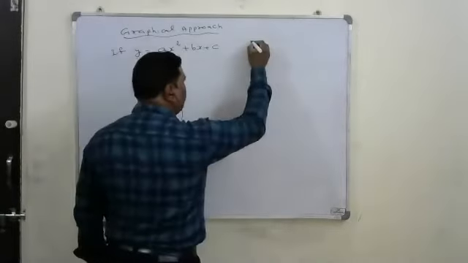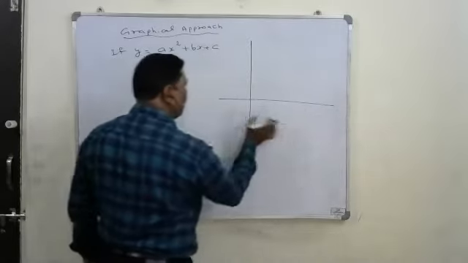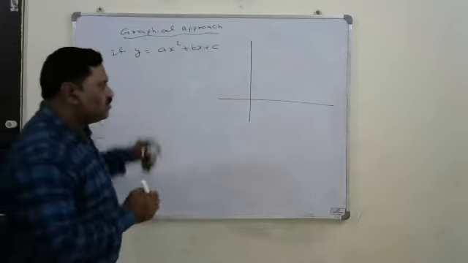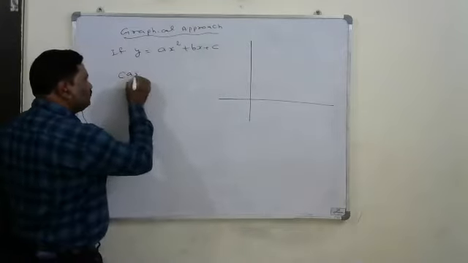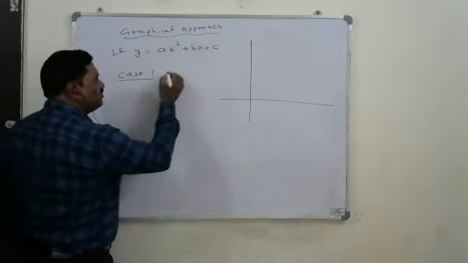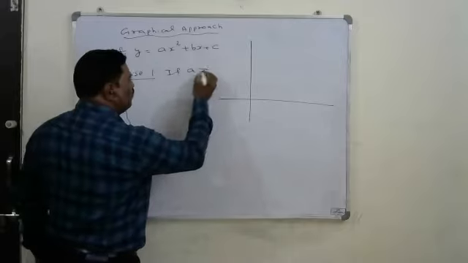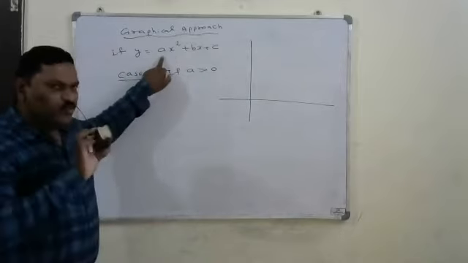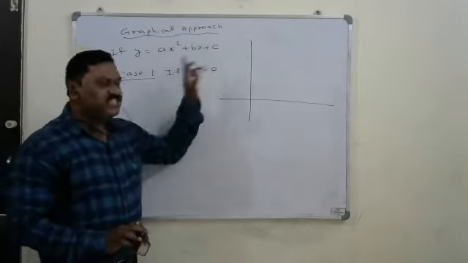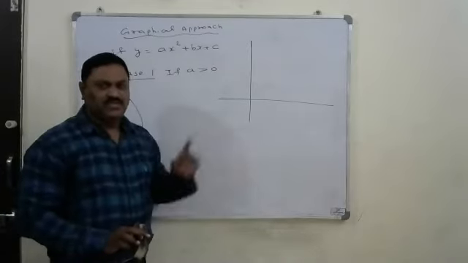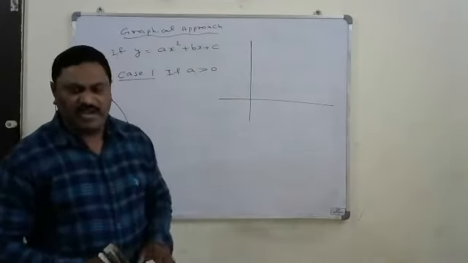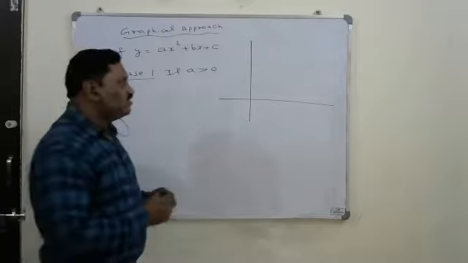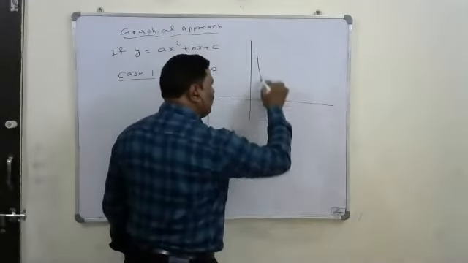For drawing the graph of it, all the x values we take on the x-axis, and the corresponding y values we take on the y-axis. So here the first case: suppose a is positive, the x square coefficient is positive, then we know that this expression will have the minimum value. What is that minimum value? 4ac minus b square by 4a. So if you draw the graph of that, the graph might be like this.